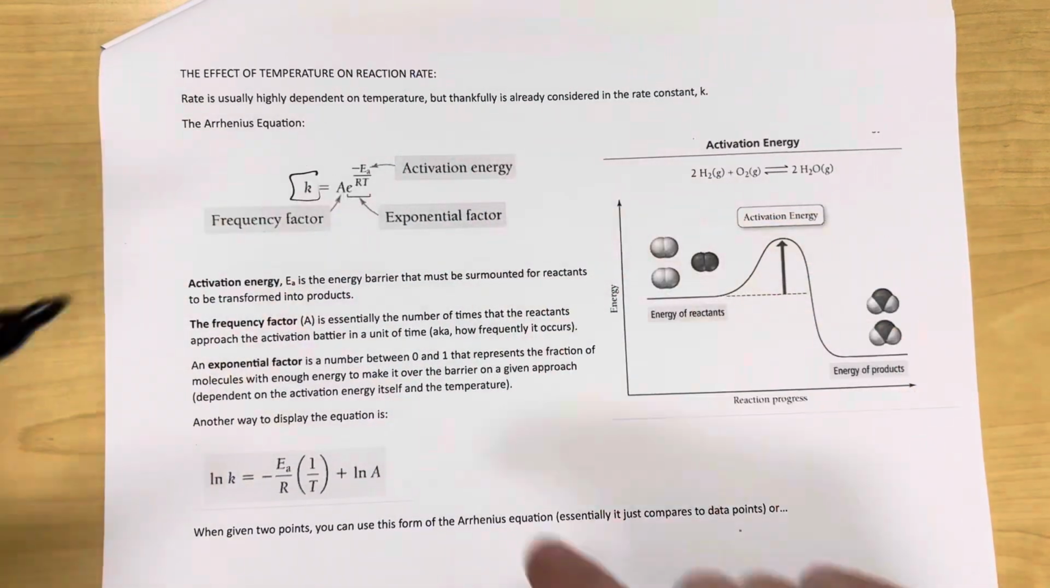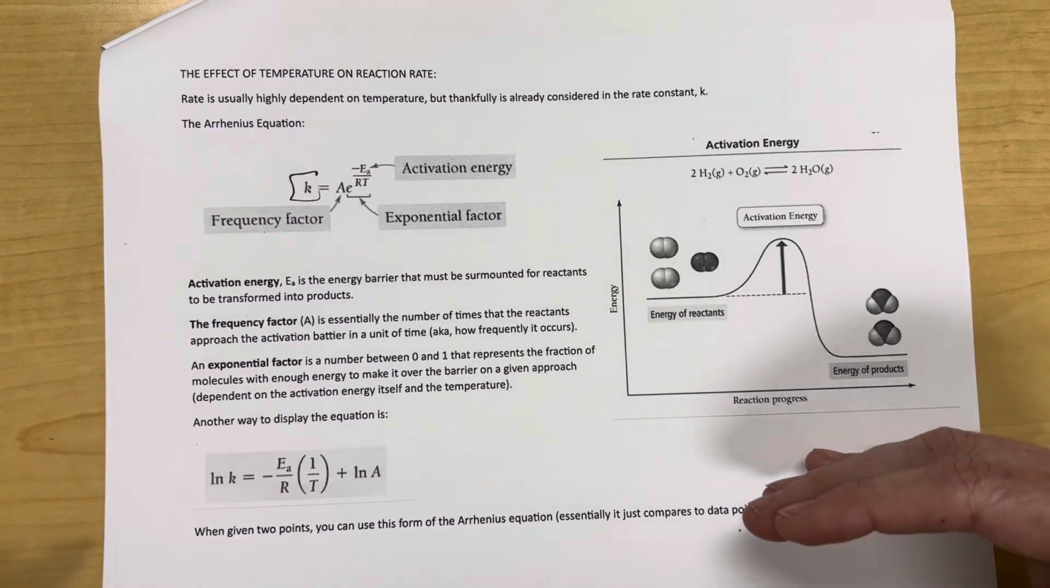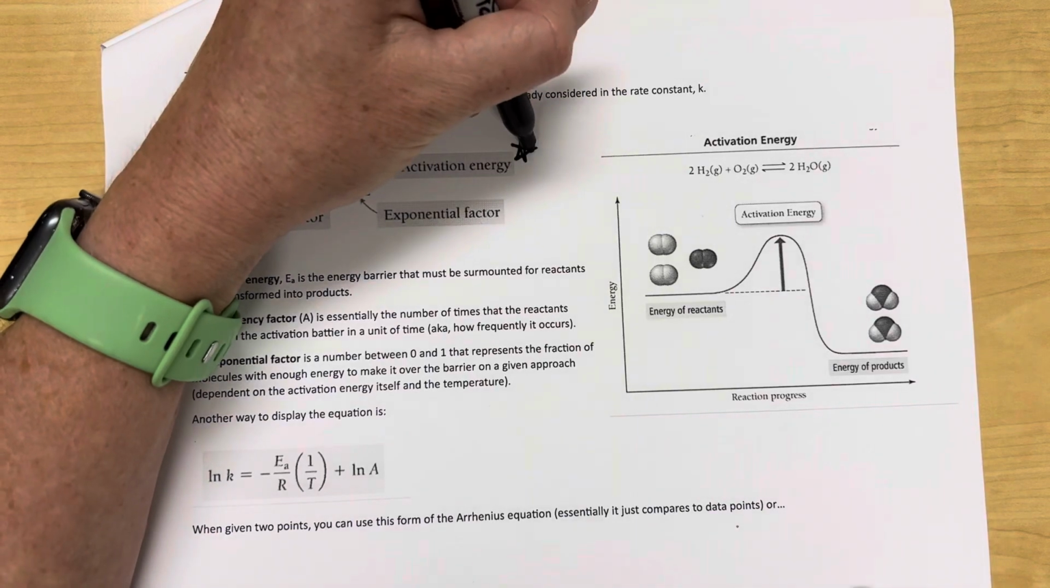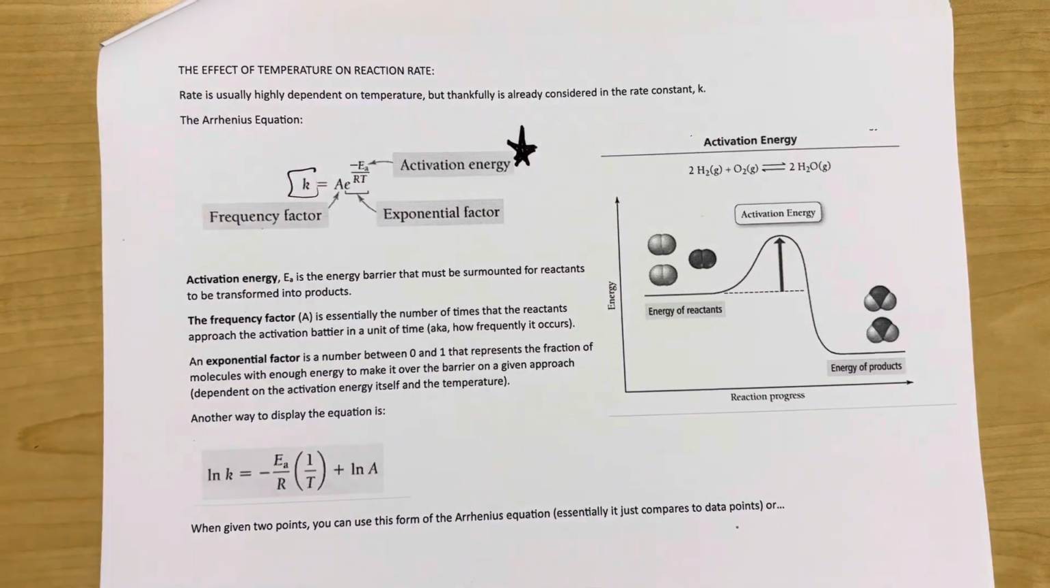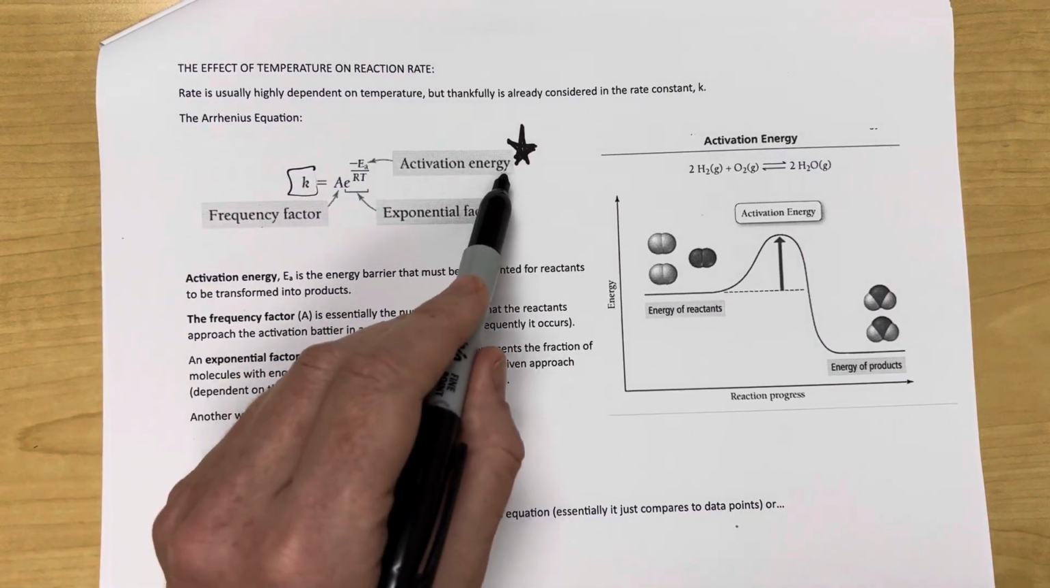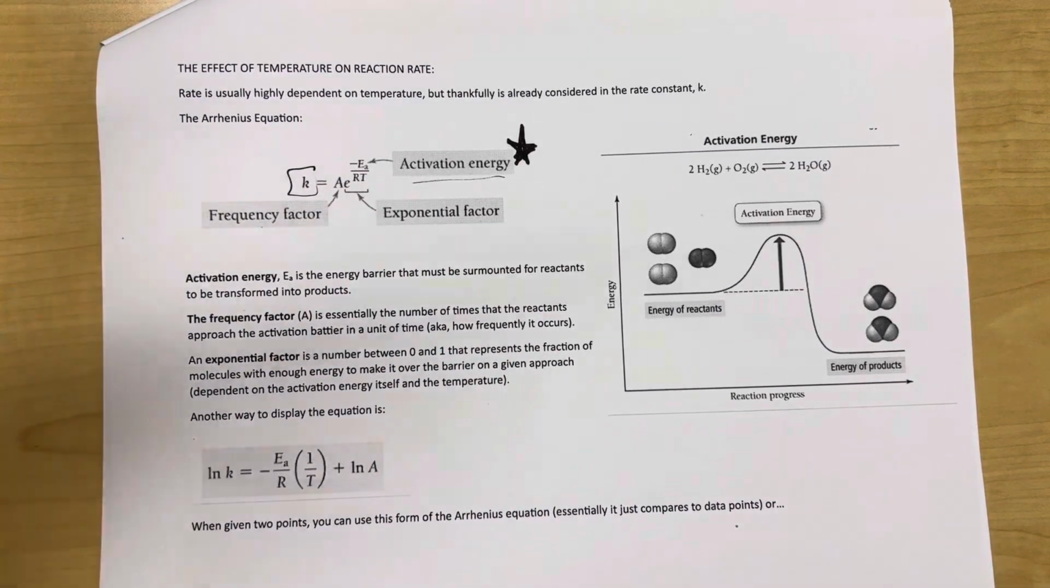So E sub A is the activation energy. That's the amount of energy required for the reaction to occur. You'll see this a lot, and so it's kind of important that you understand this concept. So maybe now is the time to take time to understand it. It's just the amount of energy to get over a hump.